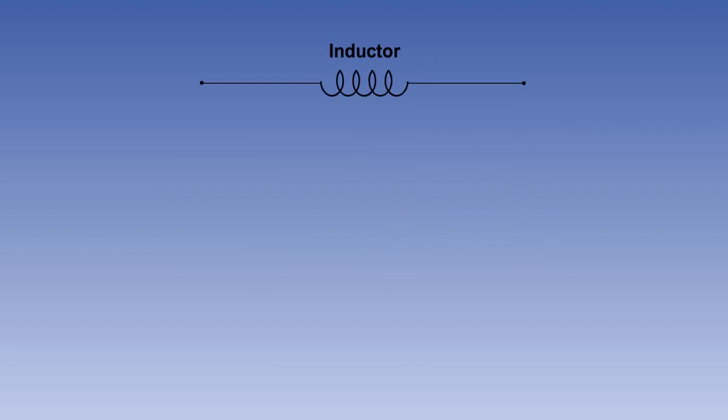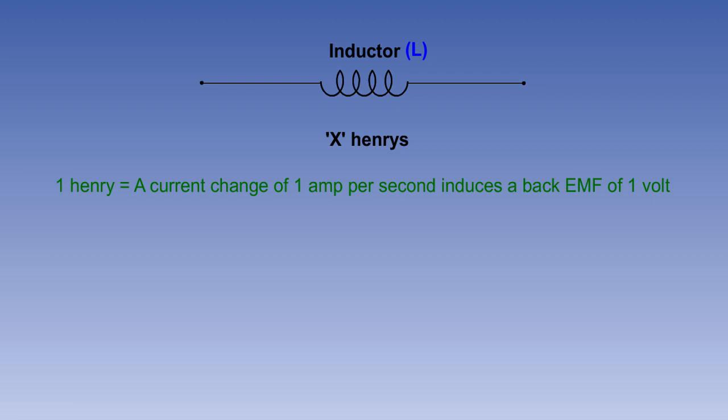Any device having inductance can be referred to as an inductor. The unit of inductance is the Henry, and its symbol is a capital L. A circuit has an inductance of 1 Henry if a current change of 1 amp per second induces a back EMF of 1 volt. Inductance is usually expressed in millihenries or microhenries, as the Henry is too large a unit for practical use. 1 millihenry is 1/1000th of a Henry, and 1 microhenry is 1/1000th of a Henry.